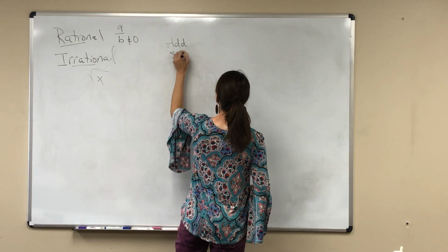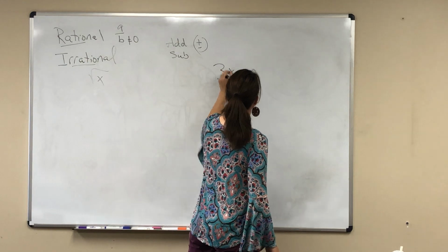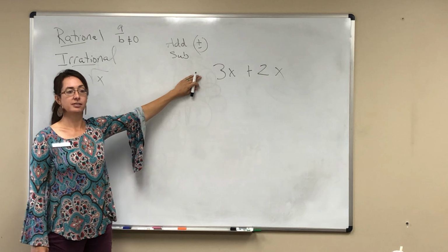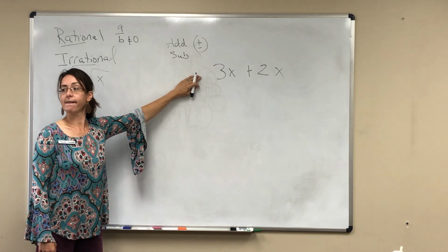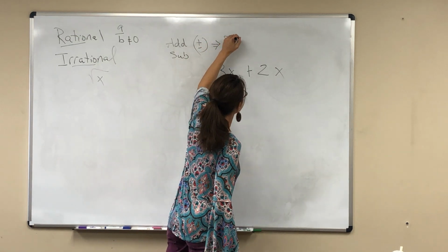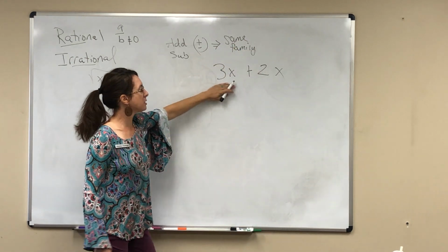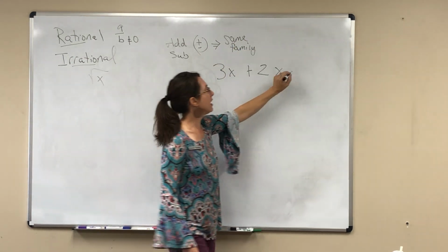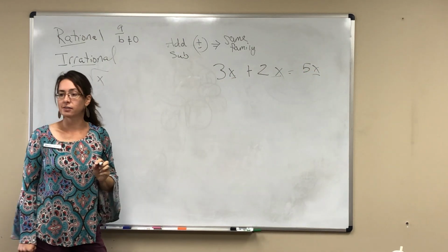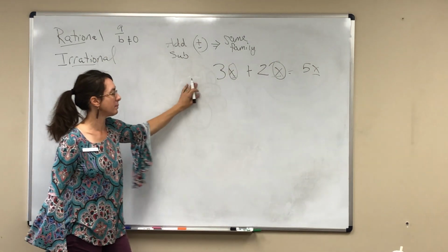Okay. I usually just write like that. If I have 3x plus 2x, can I add these? Yes. Why? They have the same x thing. So addition and subtraction, they have to be in the same family, right? 3 Davises plus 2 more Davises get in the car. I now have 5 Davises in the car, correct? They're the same family, so I can add and subtract them.